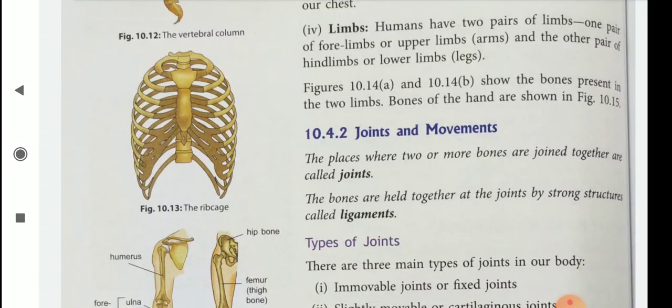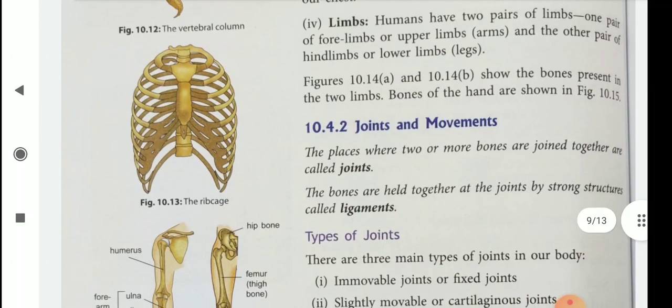Children, let's continue our chapter 10, that is animals, form and function. Last class we already discussed the body movements of animals like earthworm, snail, cockroach, fish, birds, and snake also we discussed. Then we also discussed movements in human beings. The skeletal system we already discussed. Now we will discuss joints and movements.